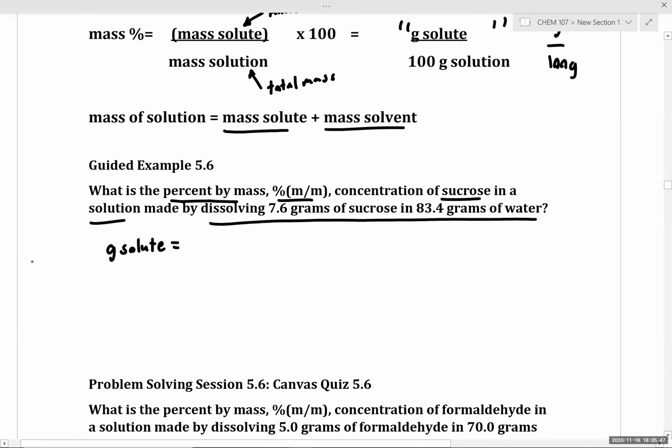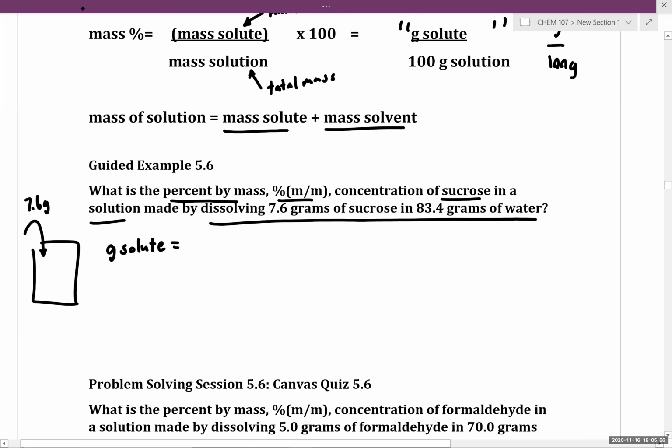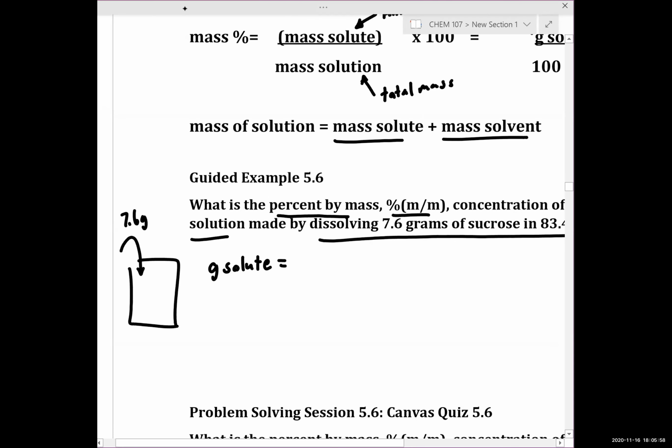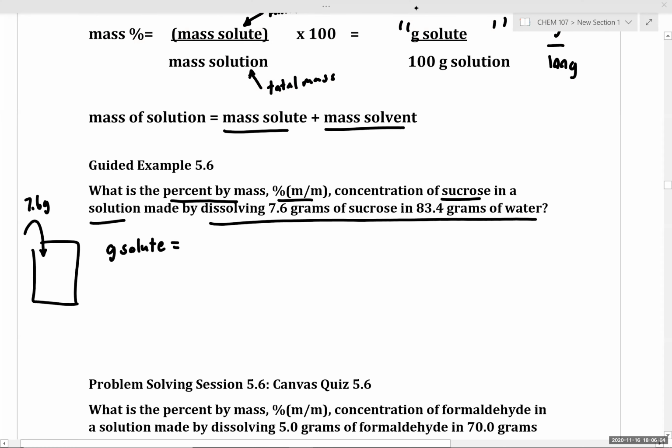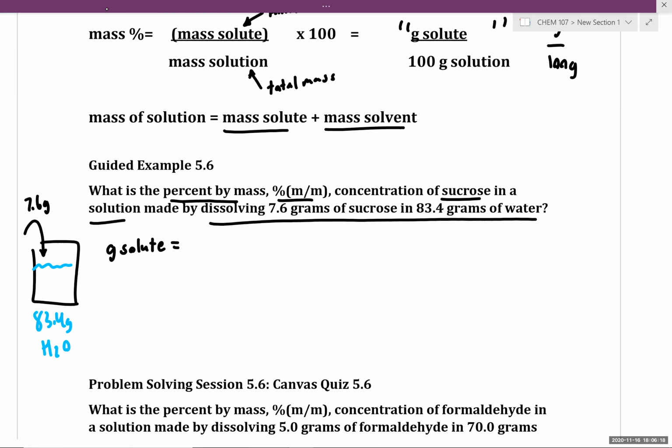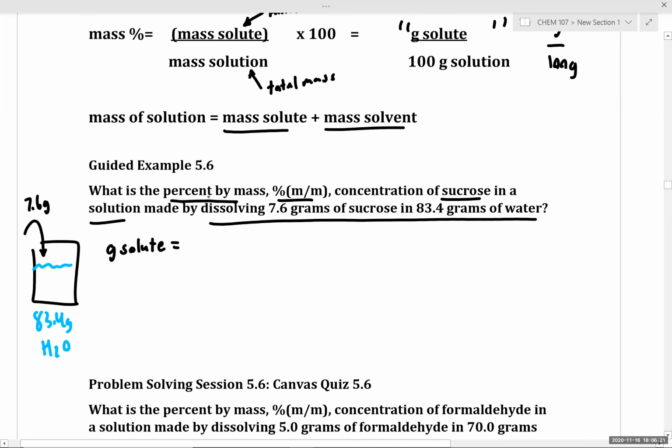If we have our beaker and we add in 7.6 grams of sucrose, and in addition to that, we're adding an additional amount of water, in this case 83.4 grams of water. My question to you is, what is the mass of solute? What is the mass of our minor component that is being dissolved?